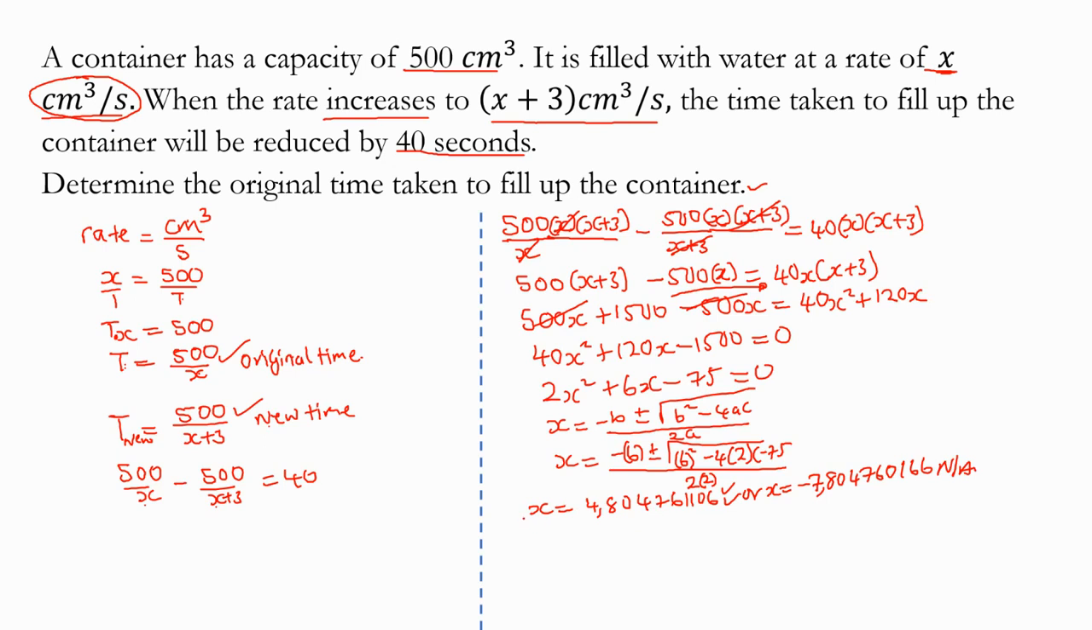Now we put our x into the equation to get our original time, because it says determine the original time. So t is equal to 500 divided by 4.80476110, which is equal to about 104.06 seconds. Done. That's what we're supposed to do.